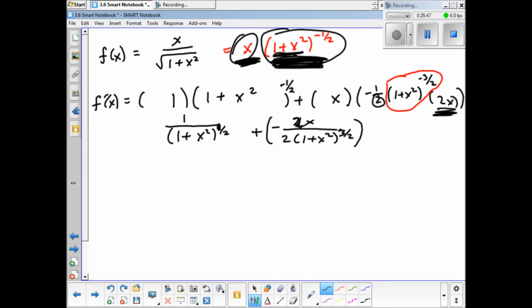And then I need a common denominator. Okay, so I'm going to come over here, I'm going to multiply this by 2, top and bottom. Actually, what am I doing? I'll just reduce this. I won't erase it, I'll just cancel it. Then I won't need a common denominator here. So let's just combine these now. Multiply top and bottom of this one by 1 plus x squared to the first. The reason I'm doing that is because that's going to give me the 3/2 power, because right now I only have a 1/2 power.